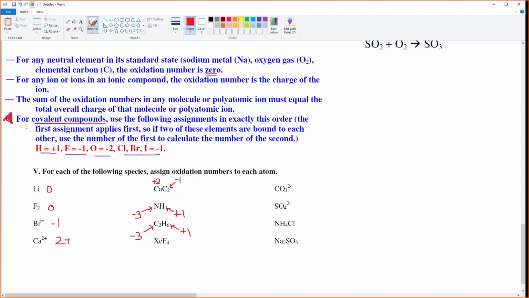All right. So still covalent because those are both nonmetals. Is there a hydrogen? Not a hydrogen. Is there a fluorine? Yeah. So the fluorine gets to be -1. You guys have got it. Which means that the xenon here must have an oxidation number of +4. Okay. All right. Ooh, feeling pretty good.